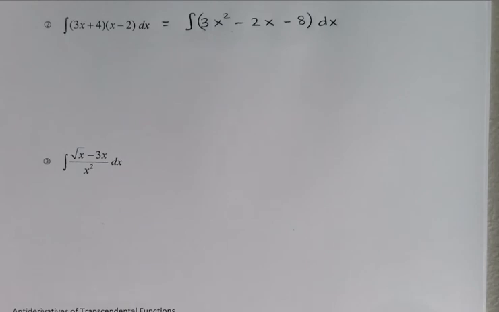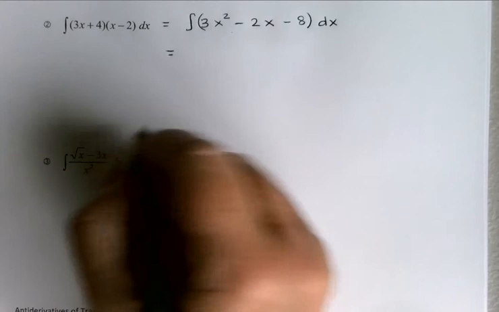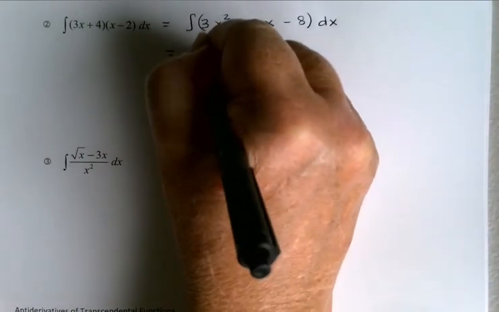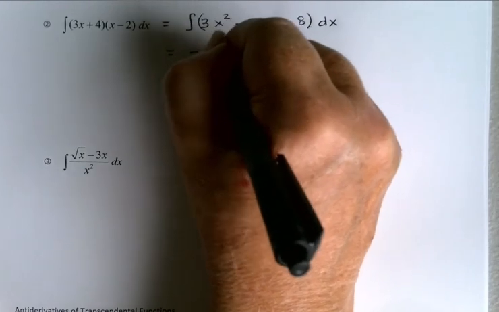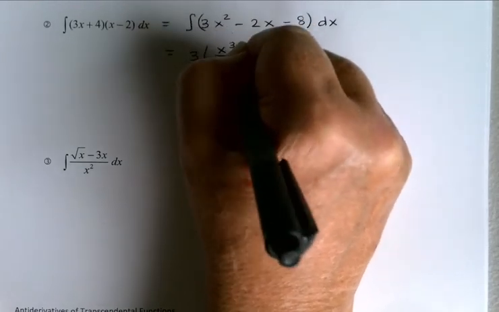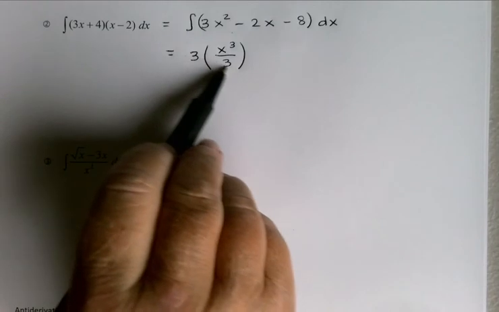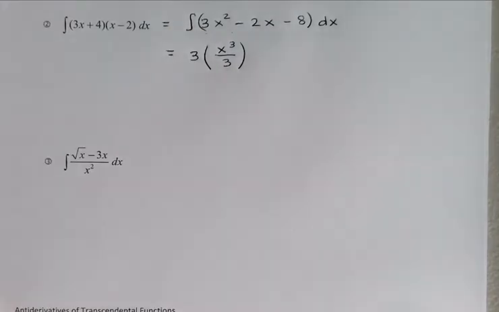I'm not going to rewrite the whole thing as 3 separate integrals this time, but mentally that's what I'm thinking. So I'd have 3 times the integral of x squared. That's x to the 3rd over 3. Notice those 3's are going to cancel out, and that really is just the derivative of x cubed, right? We kind of knew that.